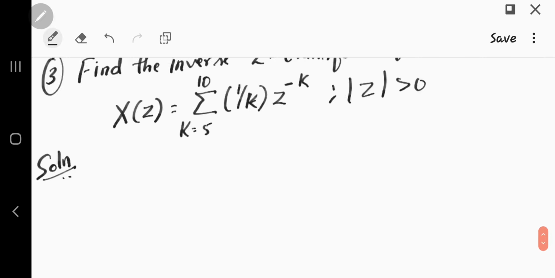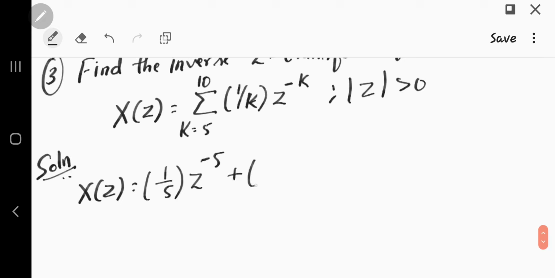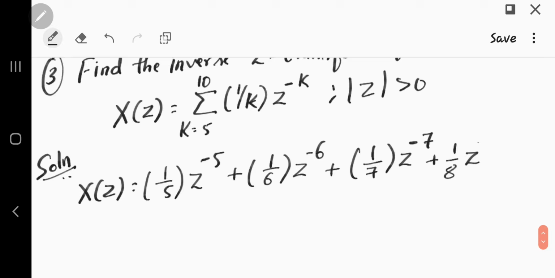Now we have to find the inverse z transform. Before going to that, if you expand this, the value of k is from 5 to 10, so that will give you 1 by 5 z to the power of minus 5 plus 1 by 6 z to the power of minus 6 plus 1 by 7 z to the power of minus 7 plus 1 by 8 z to the power of minus 8 plus 1 by 9 z to the power of minus 9 plus 1 by 10 z to the power of minus 10.